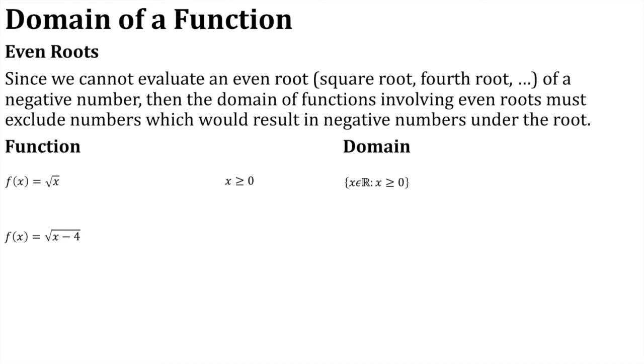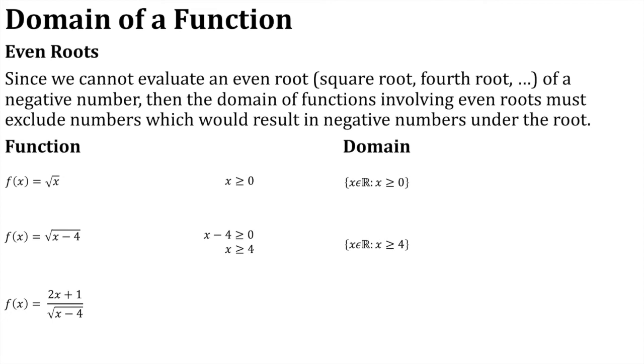Secondly, f of x is equal to the square root of x minus 4. Well, we know whatever is underneath the square root has to be greater than or equal to 0. So x minus 4 is greater than or equal to 0. If we add a 4 to both sides here, we will solve that for x, so x is greater than or equal to 4. And writing that formally, x is a real number such that x is greater than or equal to 4.